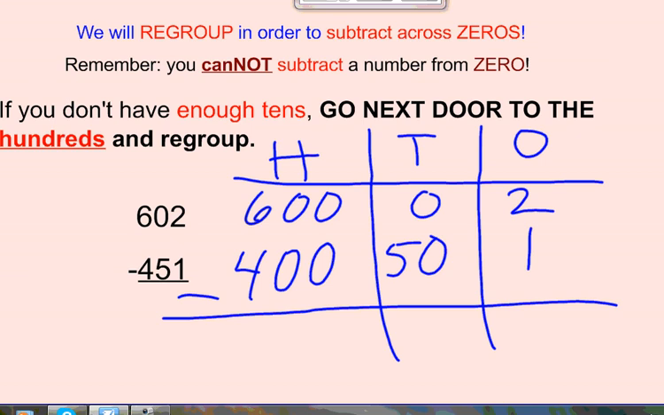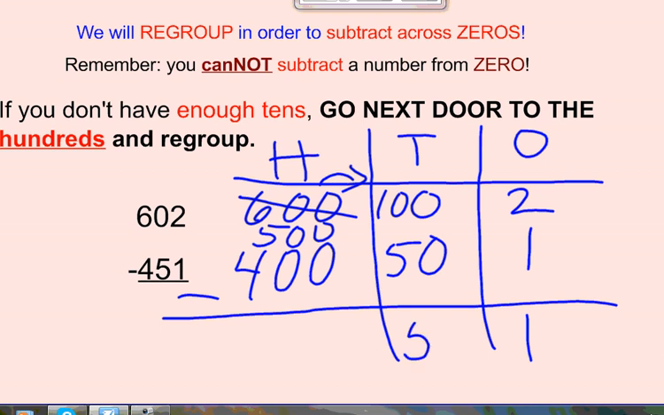They can subtract 1 from 2 because 1 is a smaller number. 2 take away 1 is 1. You cannot subtract 50 from 0, so you're going to need to regroup. So they go next door to the hundreds place, and they're going to regroup 100. They learned that they can only regroup 100 from the hundreds column, only regroup a 10 from the tens column. So I'm going to subtract 100, left with 500, move over my 100 to the tens, and now I can subtract. All of my bottom numbers are smaller than my top numbers.